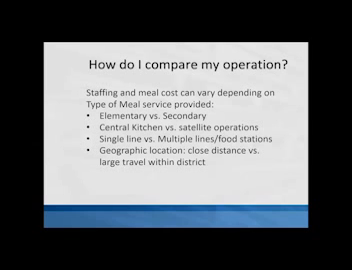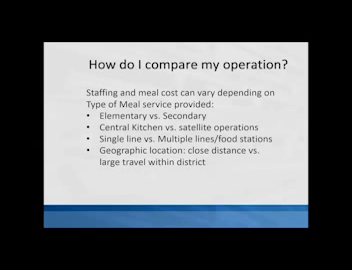For example, if you have a lot of elementary versus secondary schools, as most of you know, that's easier to staff than a secondary school. There's usually less prep involved and possibly less menu selections. If you have a central kitchen versus satellite operations, you may have higher labor costs as opposed to a satellite operation with a heat and serve, keeping in mind that you still need one person no matter how many meals you're going to be producing during the day.